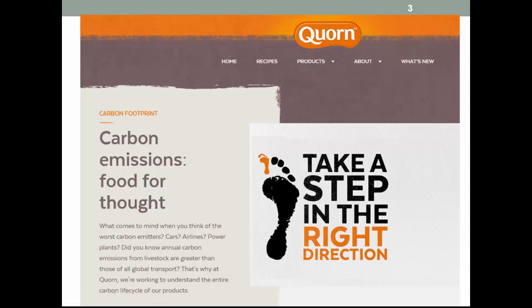Obviously, from Quorn's point of view, there's potential benefits in how the company is viewed by its customers. It's also likely to save money in terms of reducing their carbon emissions, certainly in the medium to long term. So, as usual, my webpage has a link through to Quorn's webpage on this from the image.